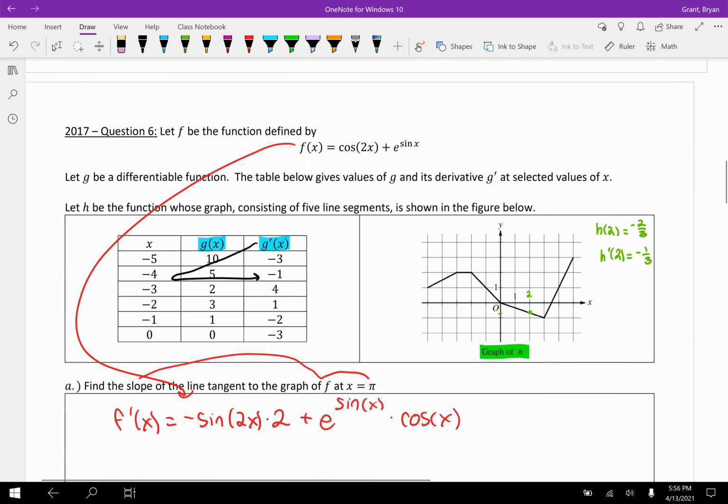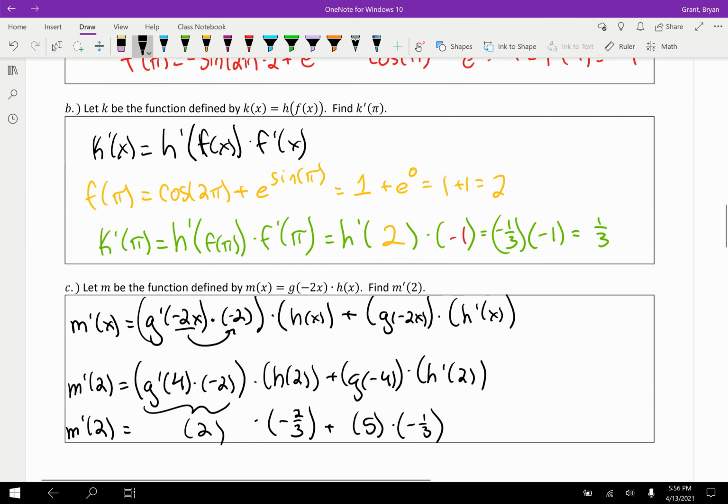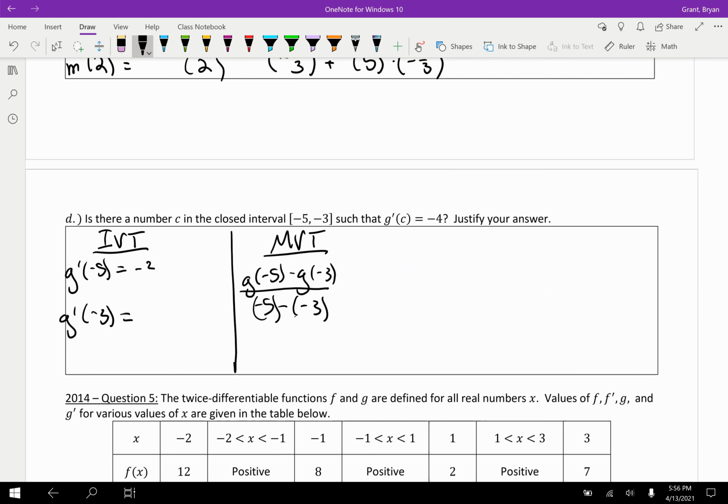-5 and -3. So we have -5 and -3. That's -3 and 4. Is -4 between those? No, it's not. That's a real bummer. -4 is not in between. We can't use the IVT here. I'm just going to cross it off so we don't get confused. Going to be the MVT.